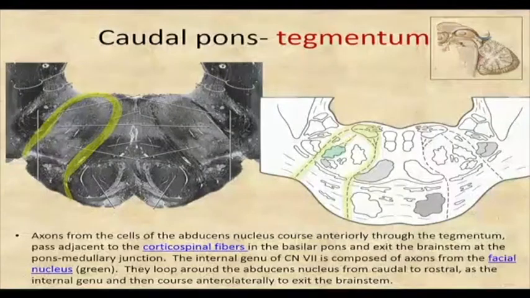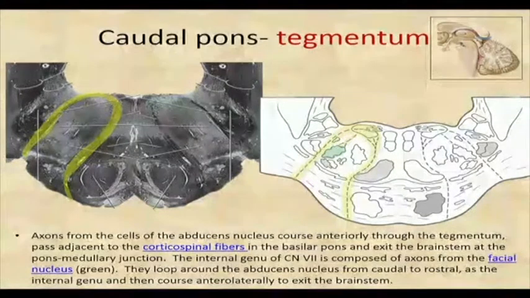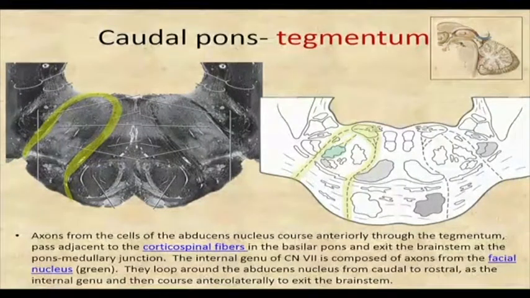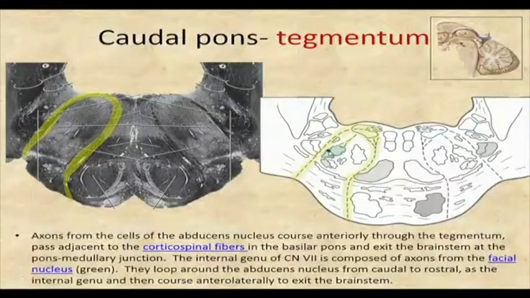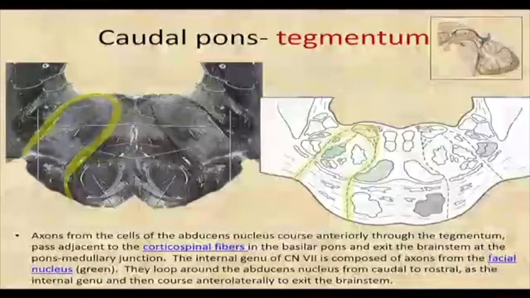Okay, and so an important part of the caudal pons that I can't stress enough is that you have the abducens nucleus and you have a facial nucleus that's highlighted in green. The facial nerve wraps around the abducens nucleus and is going to end up exiting the pons here laterally. In contrast, the abducens nucleus has its own nerve fibers that are going to exit in the course just lateral to the corticospinal tract, but they're going to come out the ventral aspect of the basilar pons.